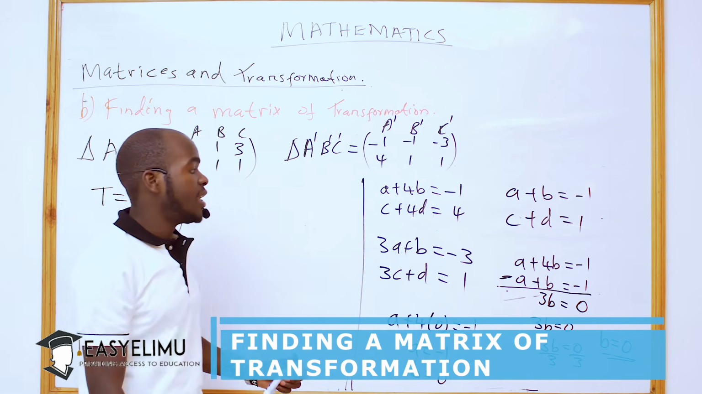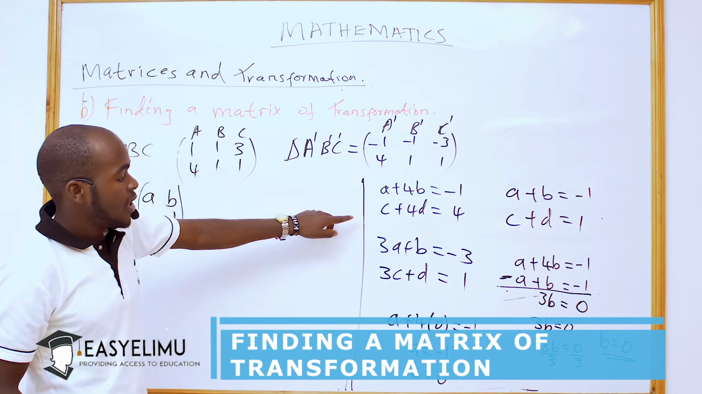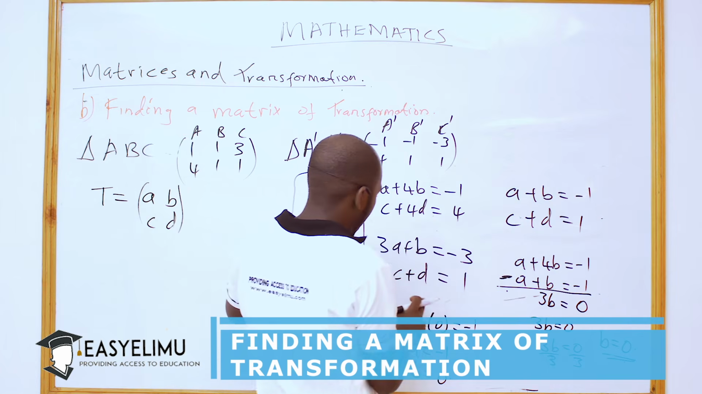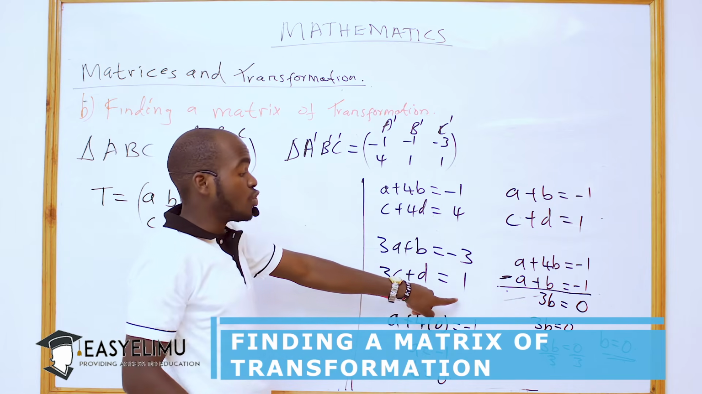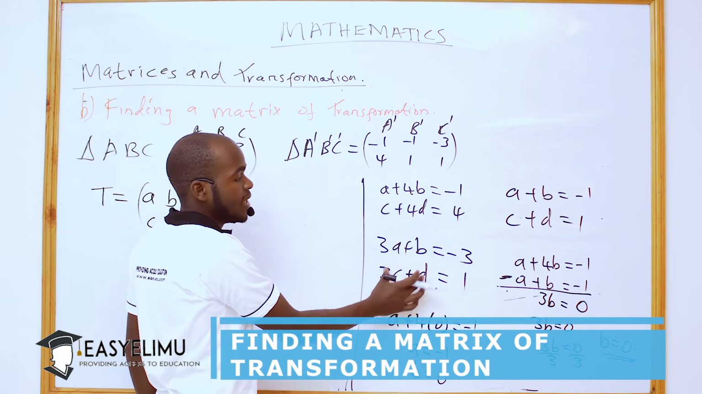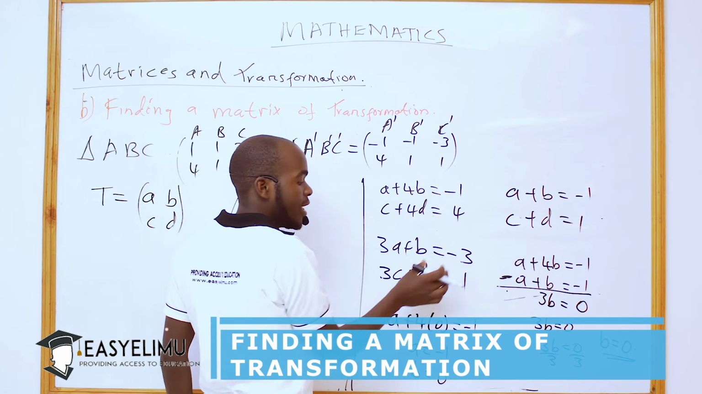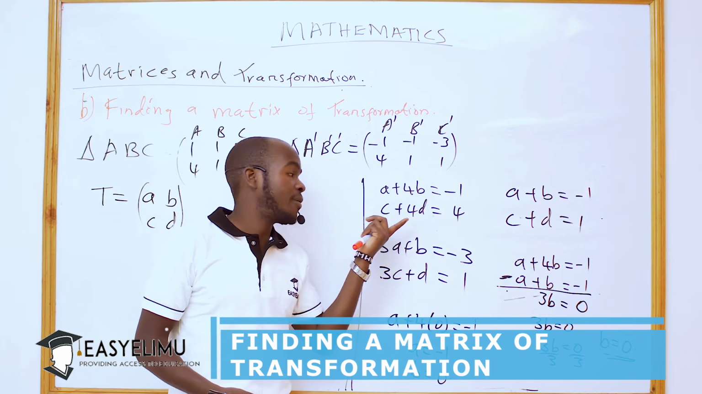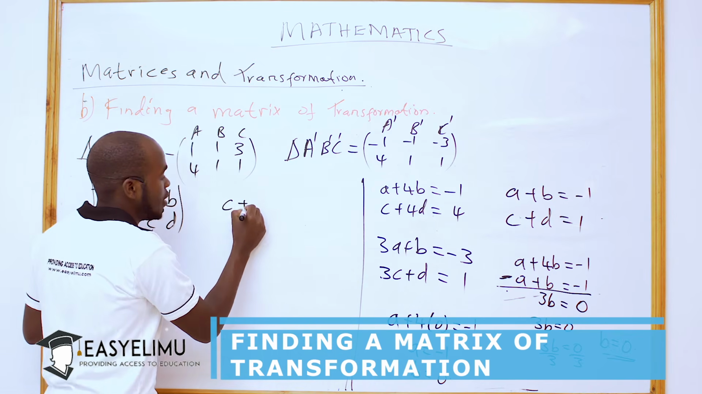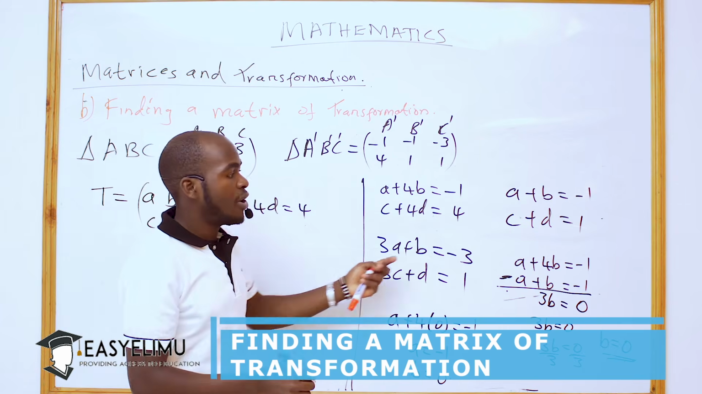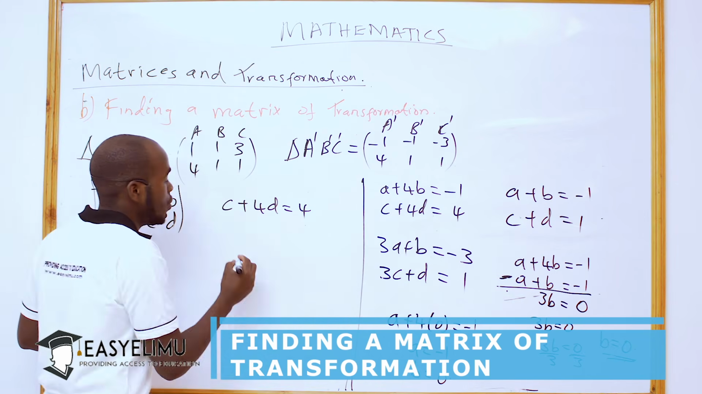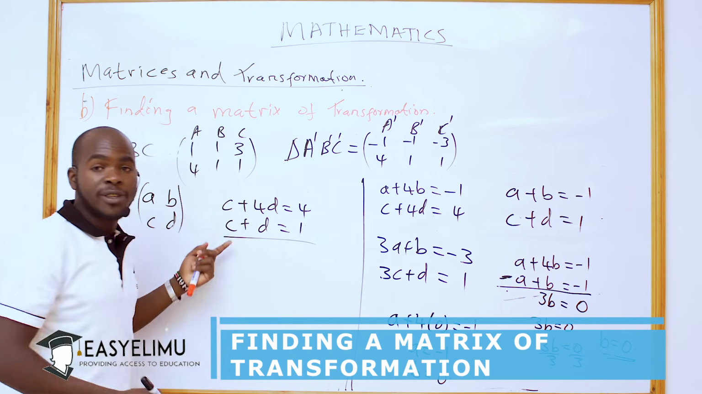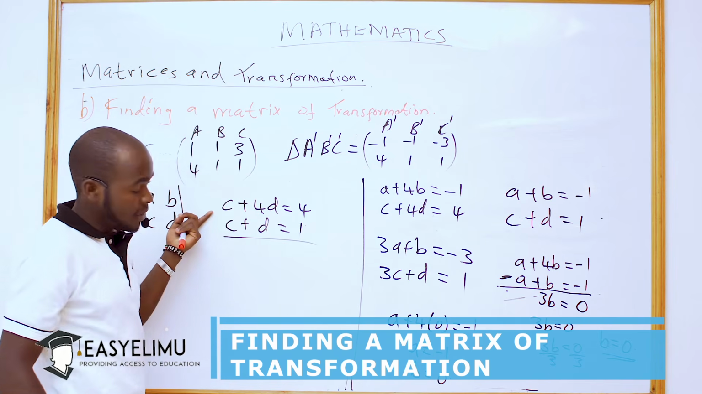Now let's find the value of C and the value of D. For instance, here we have C plus 4D equals 4. Here we have C plus D equals 1. And here it is 3C plus D equals 1. Now we can take either this and this, or this and this, or the other way round. Any do work. For instance, let's take C plus 4D equals 4, and also take C plus D equals 1. We can still solve this one simultaneously to find the value of C and D.